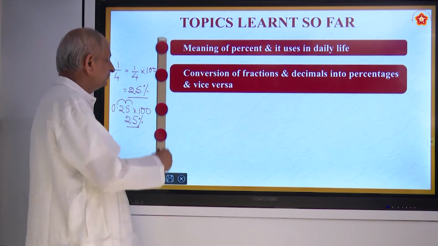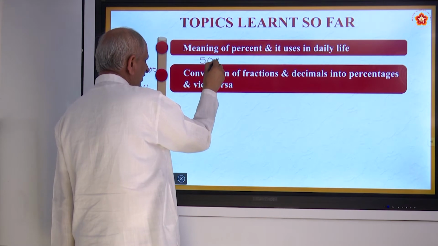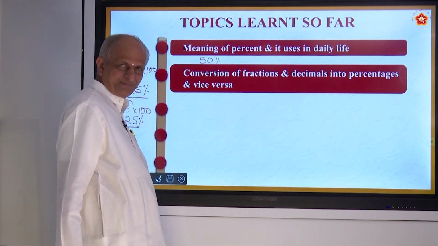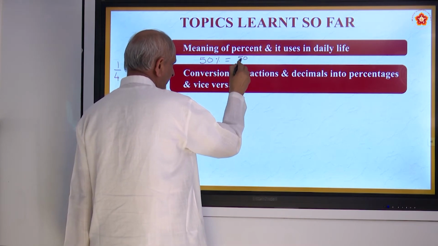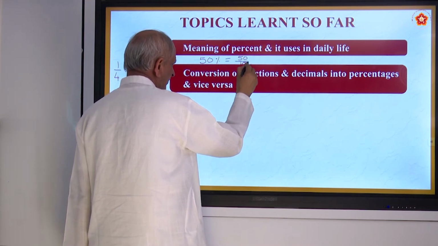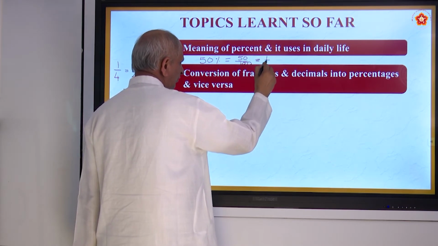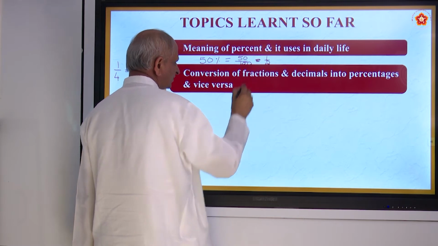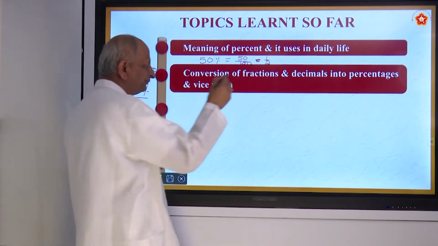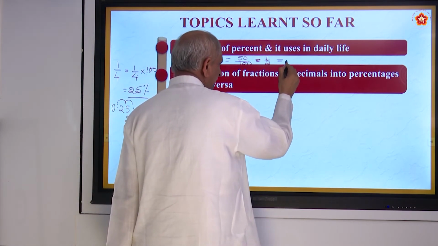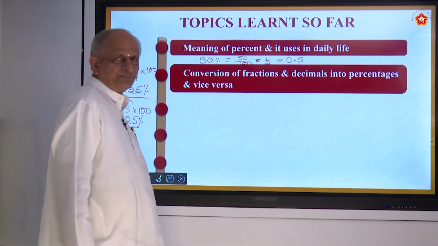Reverse means what? Suppose you are given say 50%. How to convert it into a fraction? Just divide it by 100. 50 by 100. Is it not? That will be 1/2. That is the fraction form. And if you want decimal form, divide that 1/2, you get 0.5. Followed?